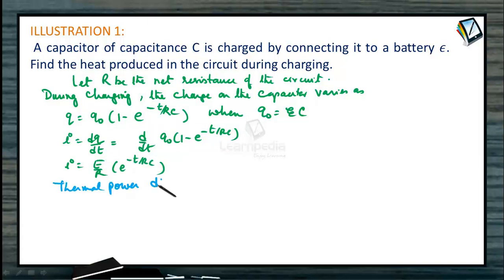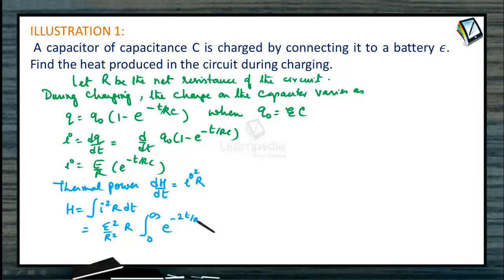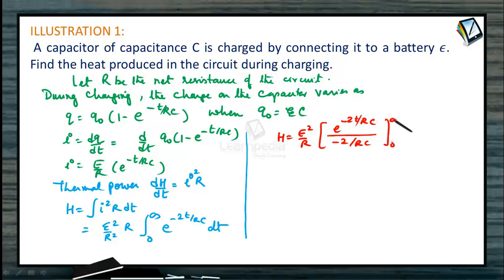Coming to thermal power, dH by dt is nothing but I square R. We know the value of I, so we can substitute here: square this and substitute. H is equal to the integration of I square R dt, that is E square by R square into R into the integration from 0 to infinity of e to the power minus 2t by RC dt. Integrating, H is equal to E square by R into e to the power minus 2t by RC divided by minus 2 divided by RC, from 0 to infinity.